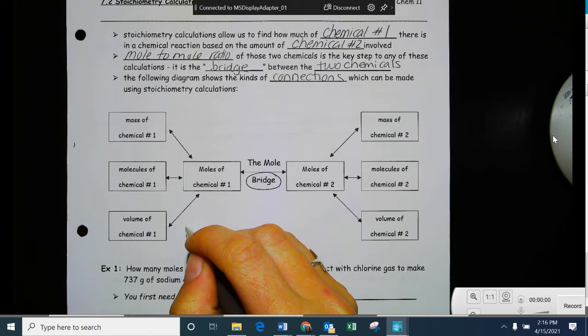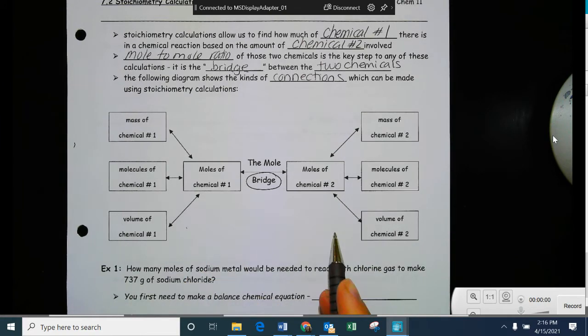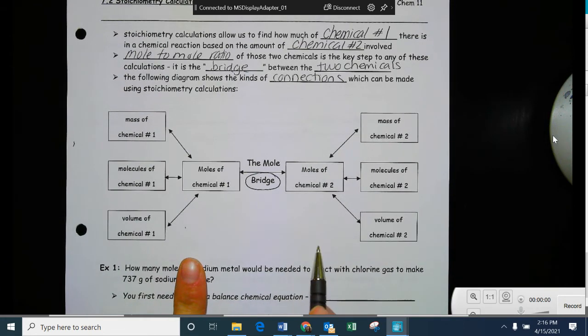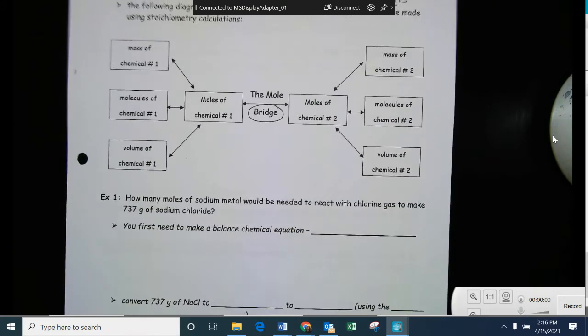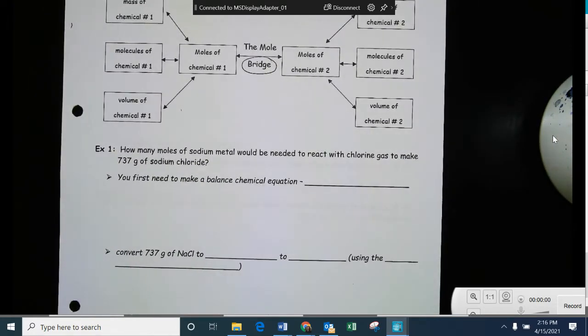So it's just like a reactant to product thing, or this can even be on one side of the arrow. We'll reference this as we go through some of these examples. Okay, so question number 1. How many moles of sodium metal would be needed to react with chlorine gas to make 737 grams of sodium chloride? So again, the first thing we need to do is what we've been doing for the whole last unit, pull out the equation for this and balance it.